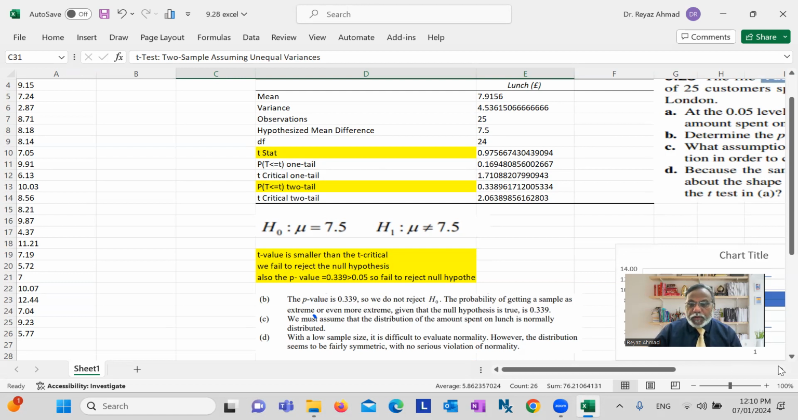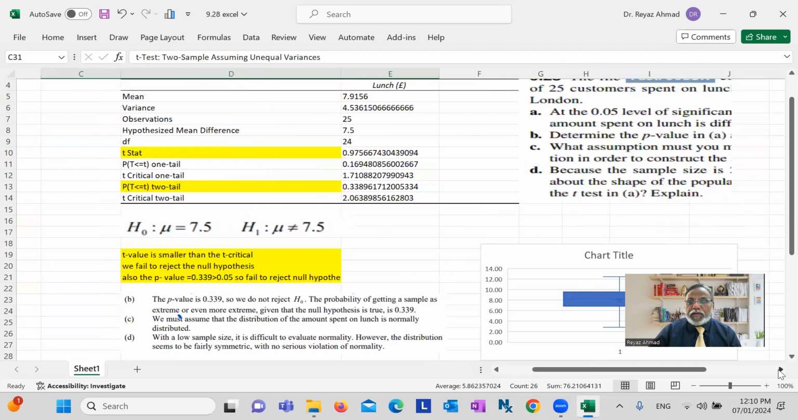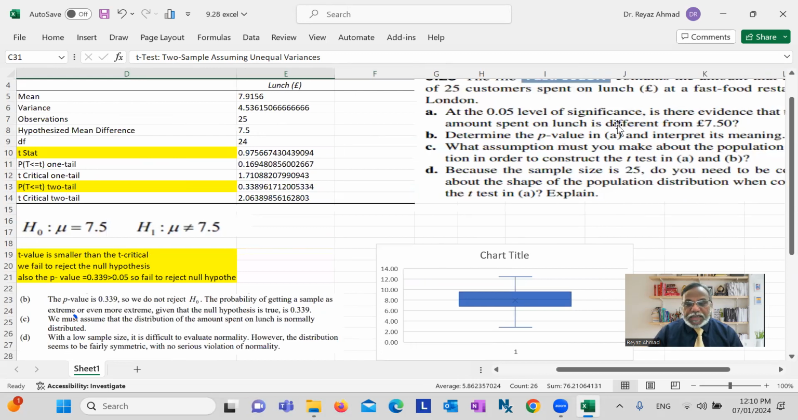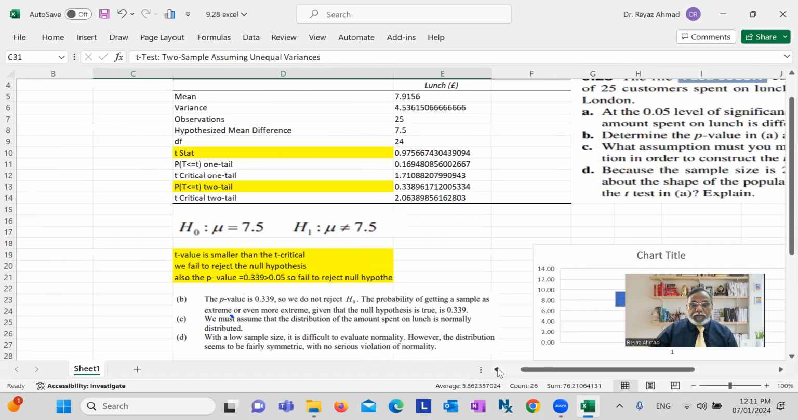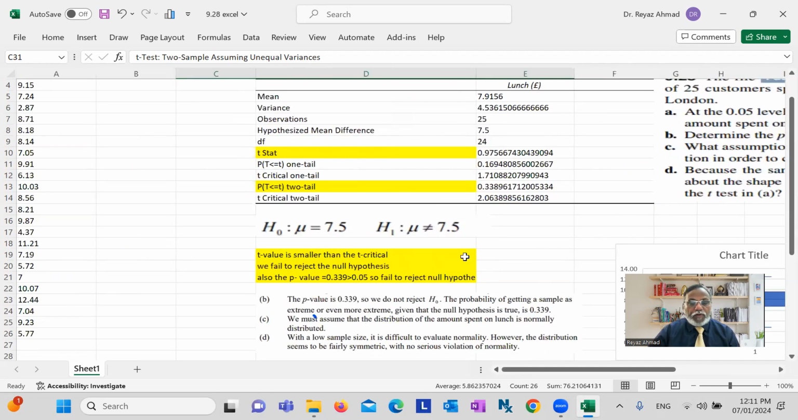So according to this question, we have already said that we fail to reject the null hypothesis, which means there is no evidence that the mean spent on lunch is different from 7.50. So you have proven that the mean average is 7.5.